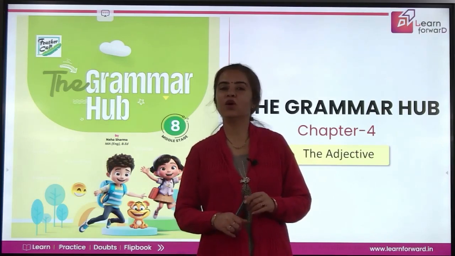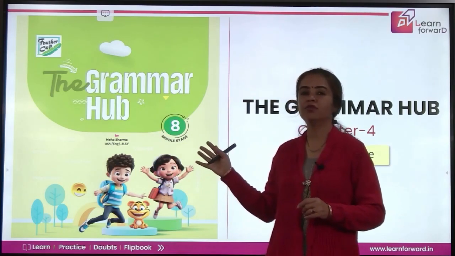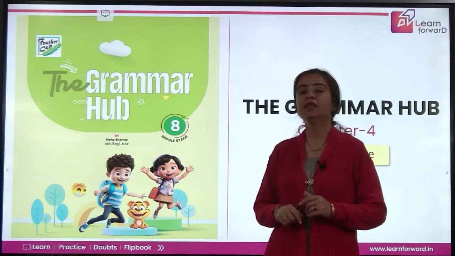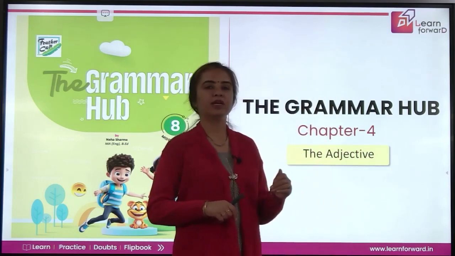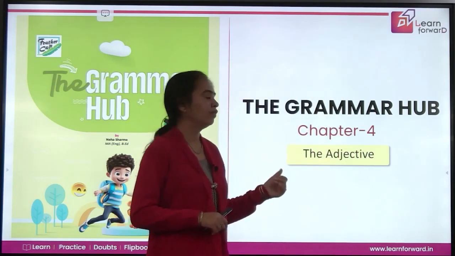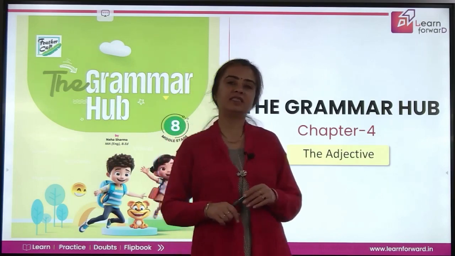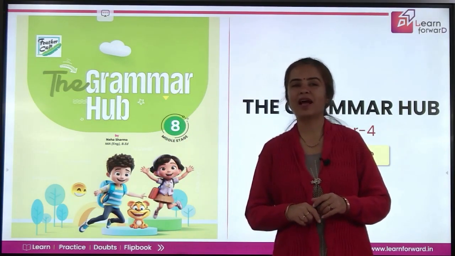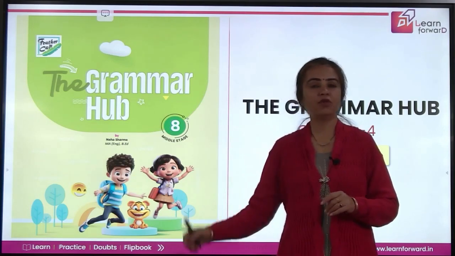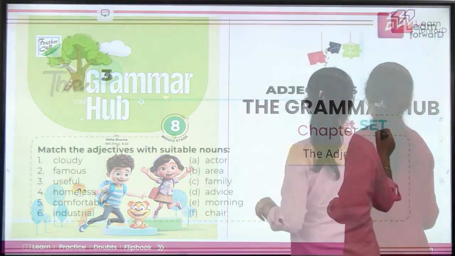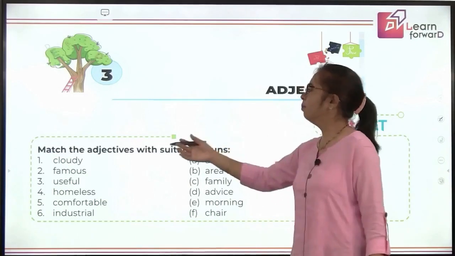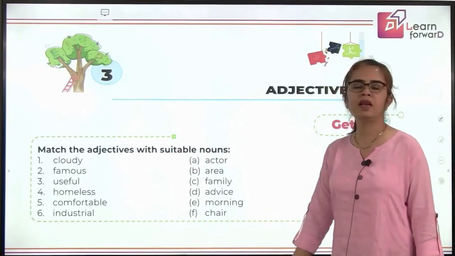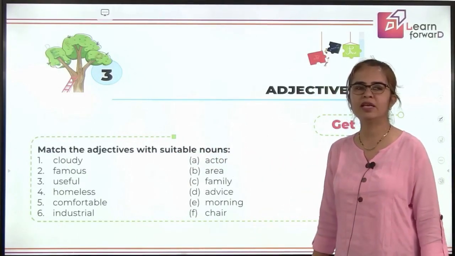And in your grammar book, the Grammar Hub for Grade 8 by Feathercap, the next chapter we are going to do is chapter number 4, in which we'll be knowing in detail about adjectives. Yes, you know what adjectives are. So let's see what we have here. A review exercise for you. Match the adjectives with suitable nouns. So can you just match them quickly?